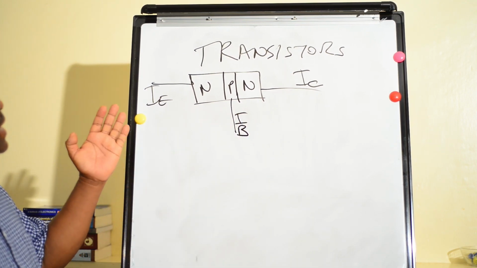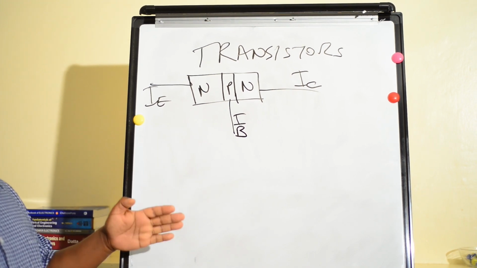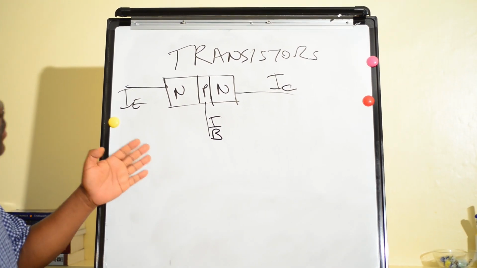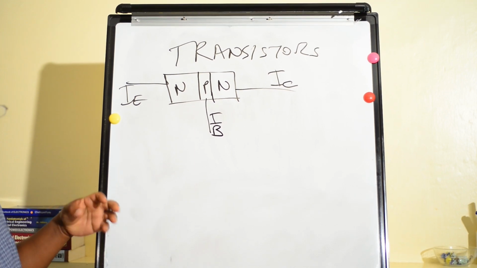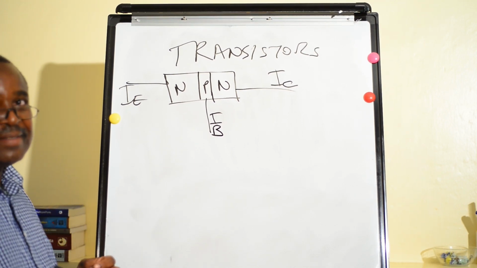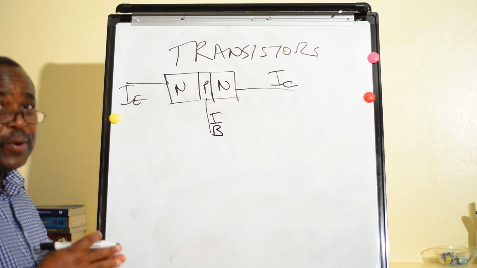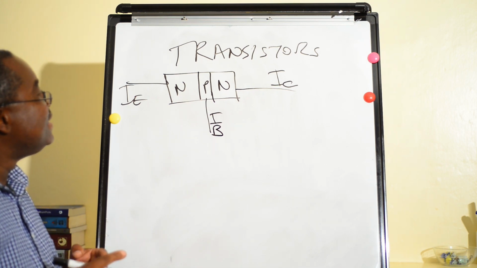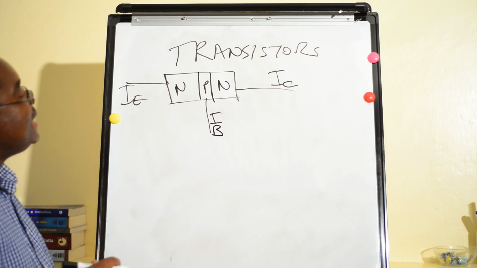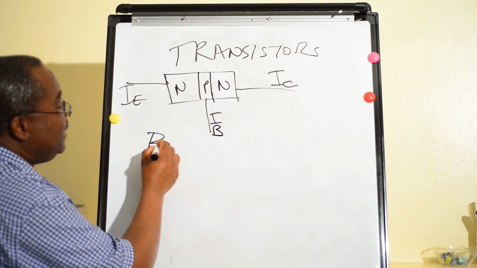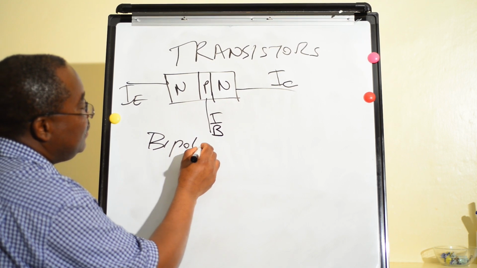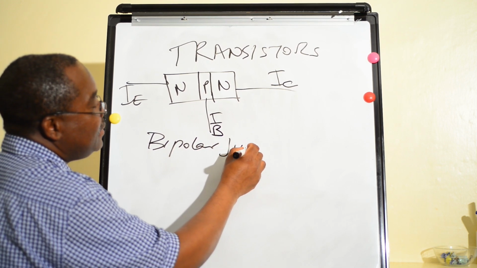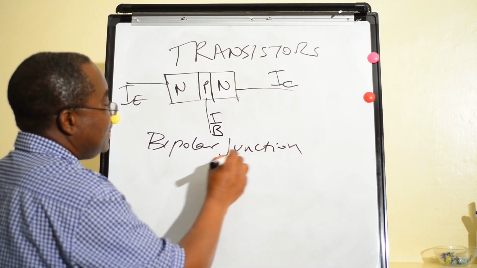Another name for this transistor is the bipolar junction transistor. It's called bipolar because both electrons and holes are flowing. So it's bipolar. Another name is bipolar junction transistors.